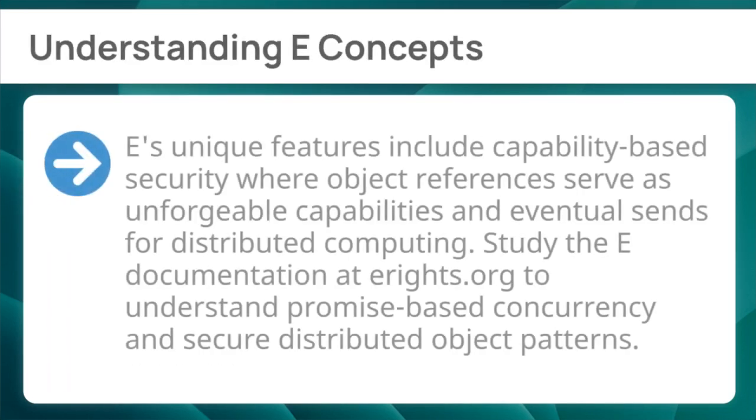Finally, understanding E concepts. E's unique features include capability-based security, where object references serve as unforgeable capabilities, and eventual sends for distributed computing. Study the E documentation at ewrites.org to understand promise-based concurrency and secure distributed object patterns.